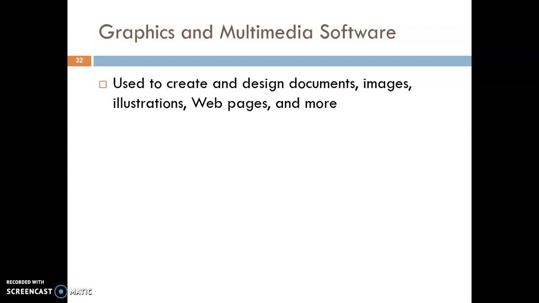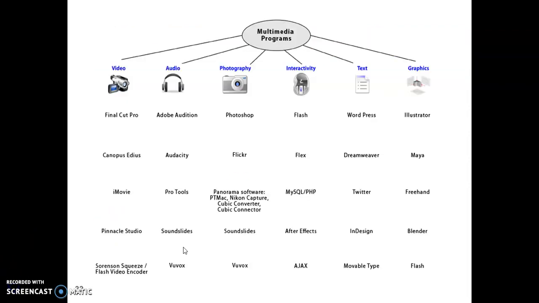plans. Okay, graphic software is a part of a larger group of software, multimedia software, which is multimedia software or multimedia programs include video, audio, photography, interactivity, text, and also graphic. Examples of software that we can use to edit videos are Final Cut Pro, iMovie, and Canvas Edios, and also Adobe Premiere. And for audio, it's Audacity, Pro Tools, Adobe Audition, Vovox.